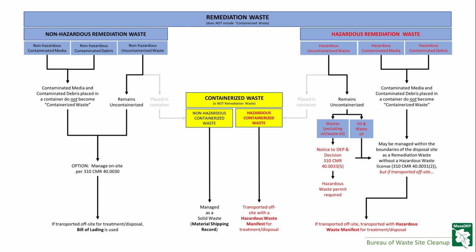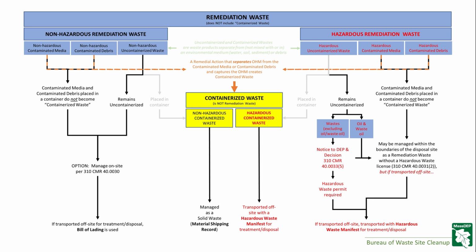For uncontainerized hazardous waste excluding oil or waste oil, if you want to manage the hazardous waste within the boundaries of the disposal site, you either have to get a hazardous waste permit or petition MassDEP for a decision to manage it without a hazardous waste license. Either way, if it's ever transported off-site for treatment or disposal, it has to be done so with a hazardous waste manifest.